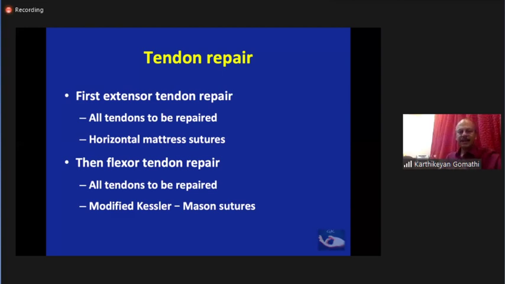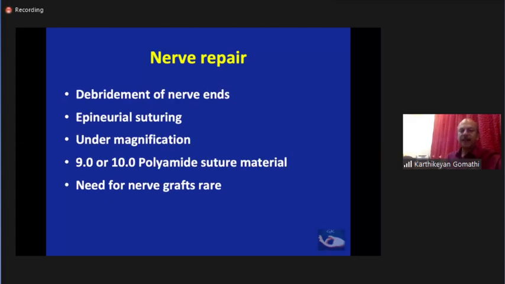Then all tendons are to be repaired. Usually horizontal mattress suture is used for the extensor tendon repair. For the flexor tendon, again, all tendons are to be repaired. Our aim is to get back function. We need to repair it like we would do a tendon repair. And a modified Kessler-Mason suture is applied for the rounded tendons, and horizontal mattress sutures are used for the flat flexor tendons. Nerve repair next.